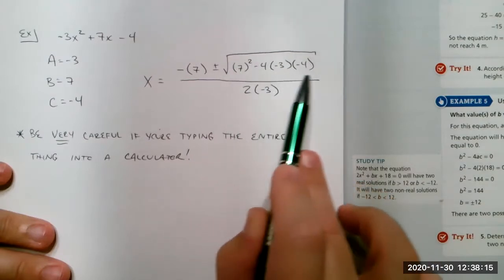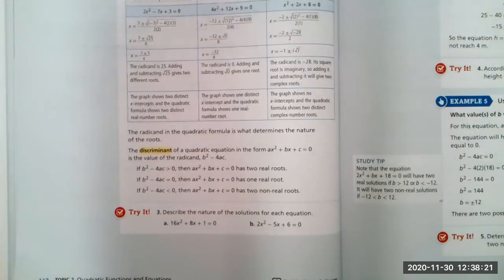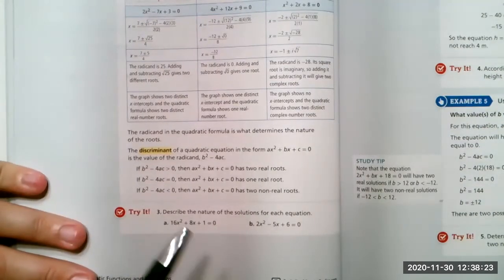It's a very specific thing. They actually have a name for it, right? The discriminant, because it actually gives you some useful information. And that's what this is telling you here.